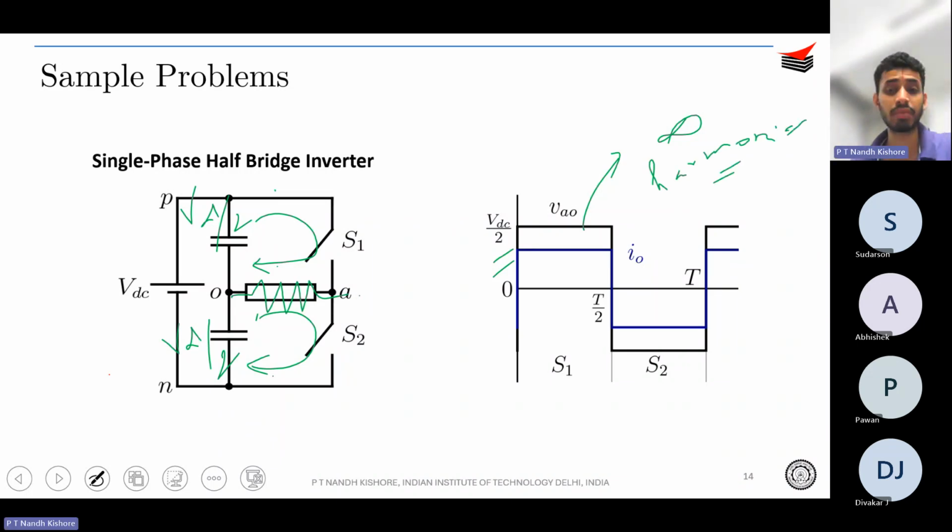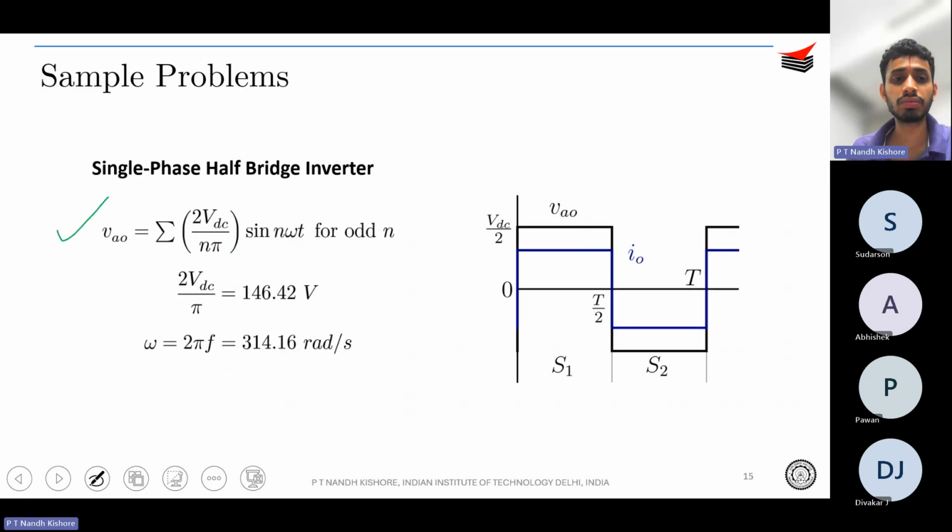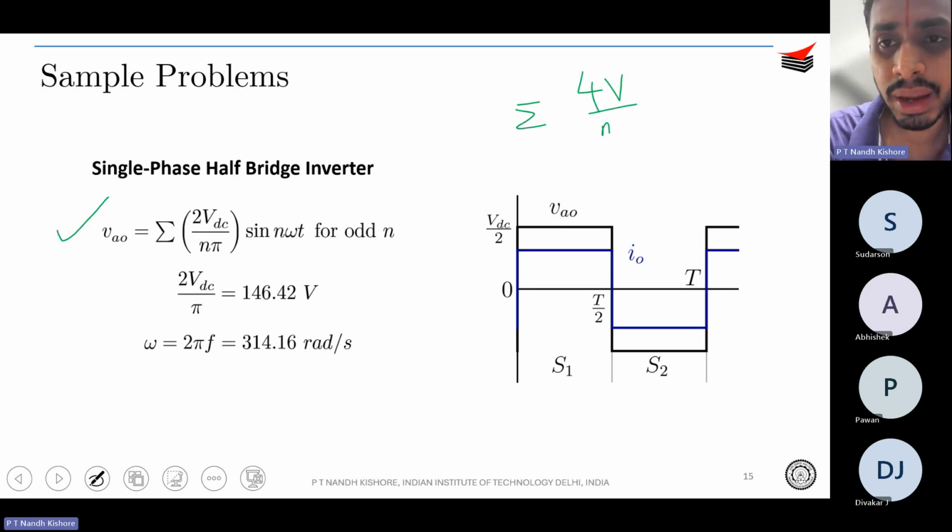Okay, it has infinite harmonics in it. Therefore, what we do is simply apply the Fourier series, right? What happens? You get sigma 2 VDC by n pi sin n omega t. Why is it like that? For a square wave, it is basically 4 times the voltage divided by n pi sin n omega t.